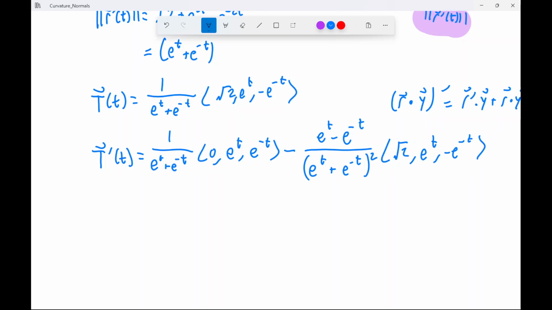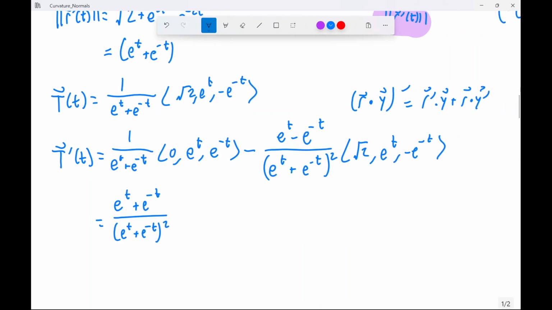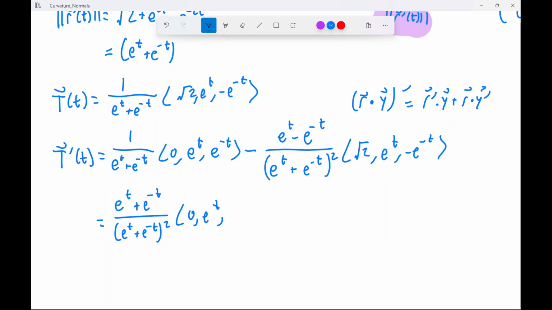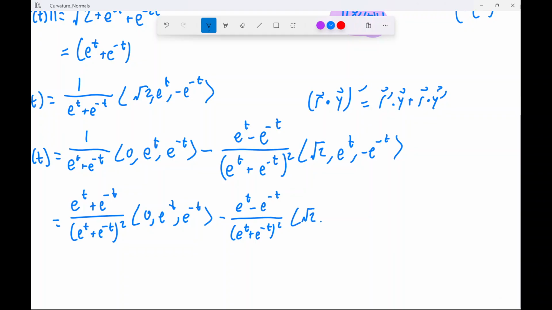To do that, I'm going to combine these into one term because it will make it easier. And so to do that, I need to get a common denominator between these two fractions. So that'll be e to the t minus e to the negative t over, plus e to the t plus e to the negative t squared, 0, e to the t, e to the negative t, minus e to the t minus e to the negative t over e to the t plus e to the negative t squared times root 2 e to the t, e to the negative, no, that's not right, negative e to the negative t. Okay.